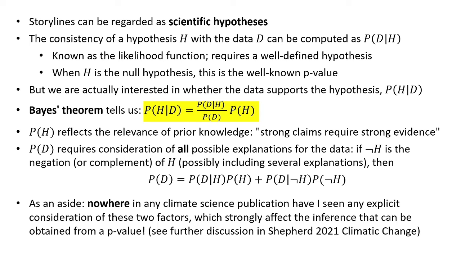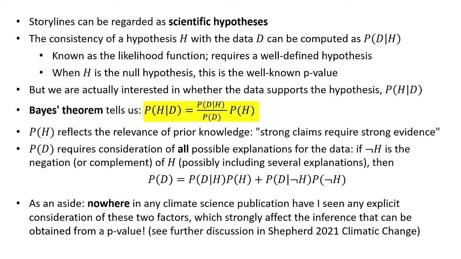It encodes the aphorism that strong claims require strong evidence. Again, common sense, but it's built into Bayesian reasoning. And then P of D is a little more subtle, but that's the one that requires all the possible explanations for the data. In other words, was this data a really strange thing, or was it something that actually wasn't that surprising? Formally you write not H, this little hockey stick symbol, as the negation or complement of H. It could include several explanations. And then, from the axioms of probability, P of D is just the sum of P of D given H times P of H plus P of D given not H times P of not H. It's trivial, really. It's very, very basic.